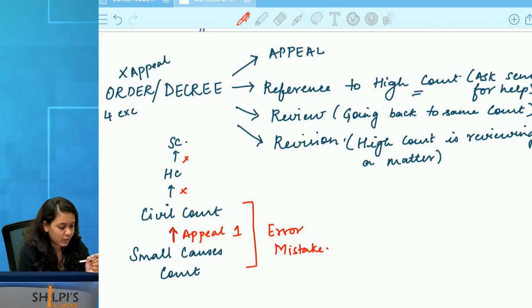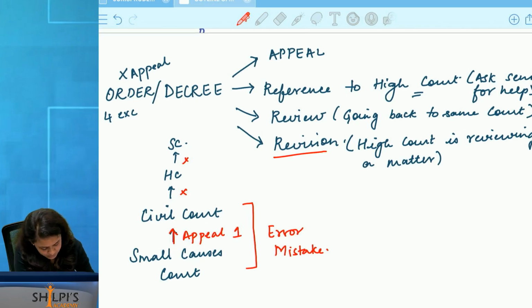In that situation, this remedy of revision exists, which means even though you don't go before the High Court, you can request the High Court to pick out this matter and look into it, because you feel like there's some procedural mistake or some issue with the proceedings which took place, and that you require the High Court's oversight into the matter.